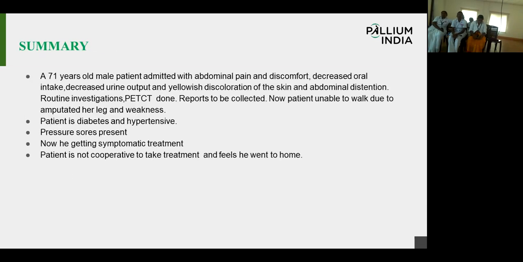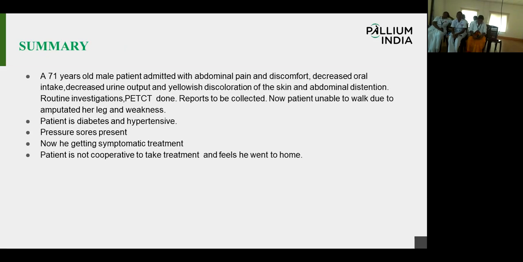A 71 years old male patient admitted with abdominal pain and discomfort, decreased oral intake, decreased urine output, yellowish discoloration of the skin and abdominal distension. Routine investigations done, PET CT done, reports to be collected.